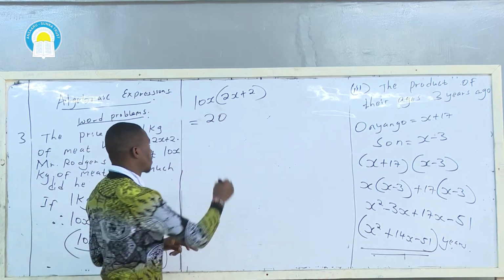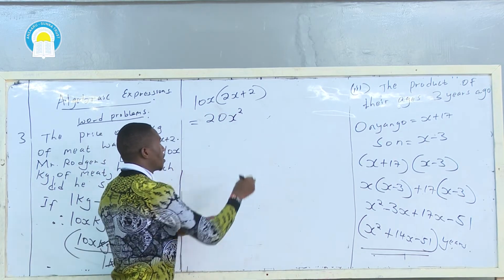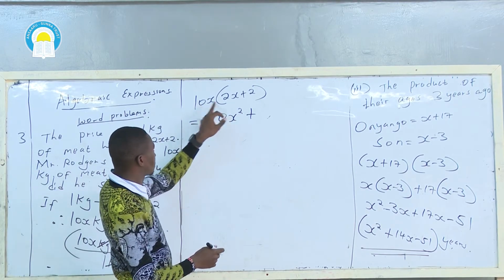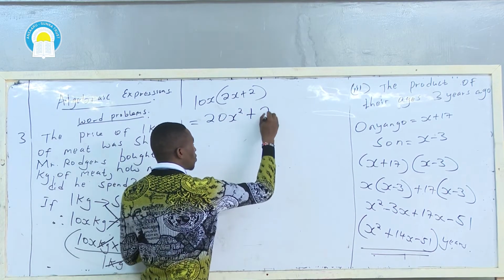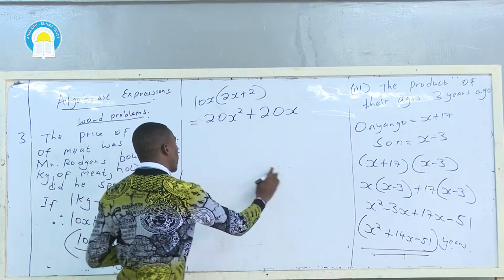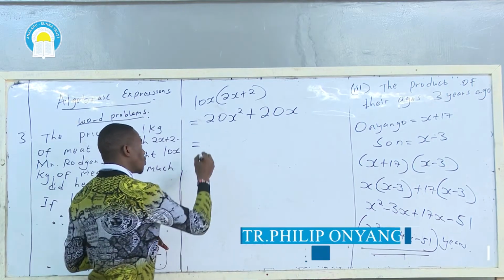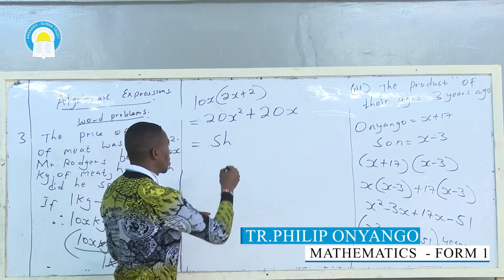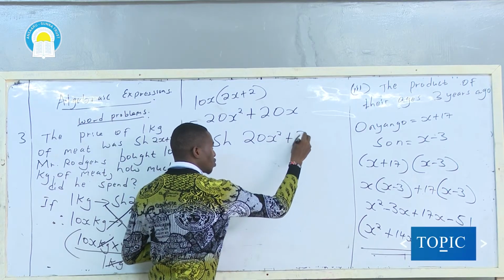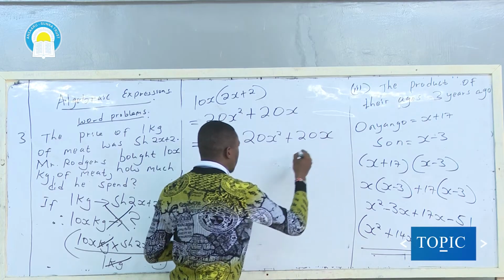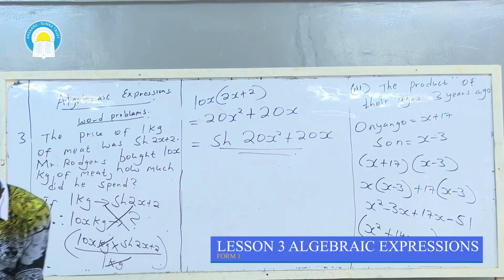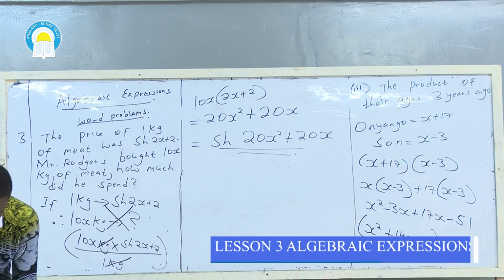But x times x, you get x squared. Then here we have plus, you put plus. 10 times 2, you get 20. But what we have is x. Remember, this is an amount of money, so it is shillings. So we'll write shillings after multiplying: 20x squared plus 20x. So this one will be our answer right there.